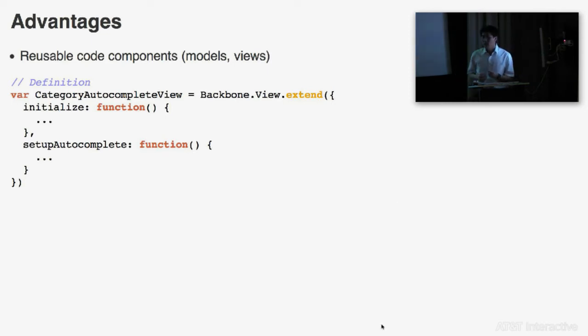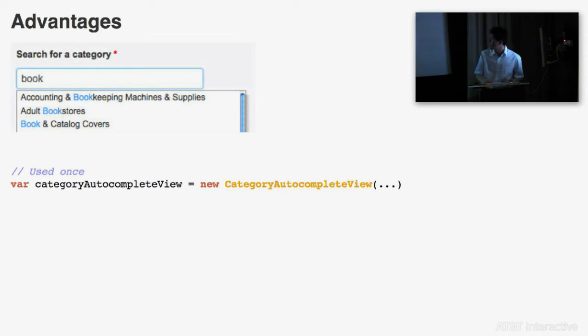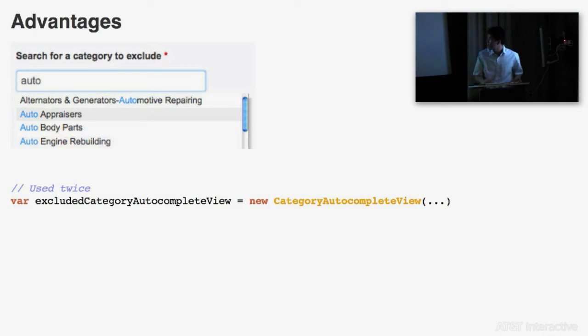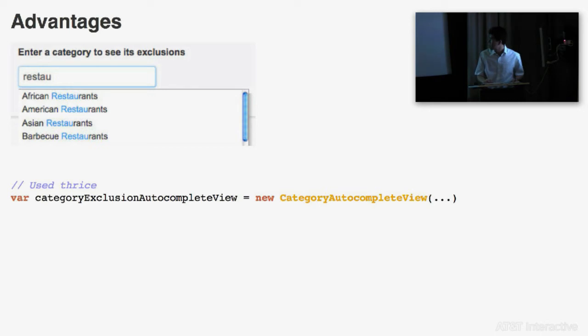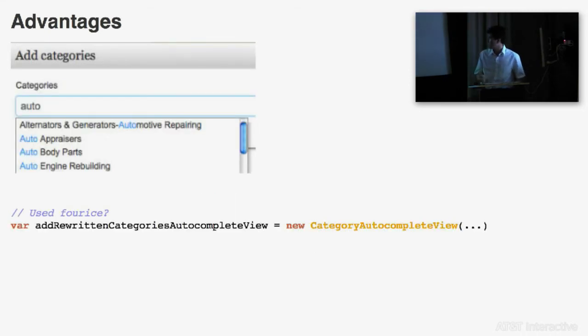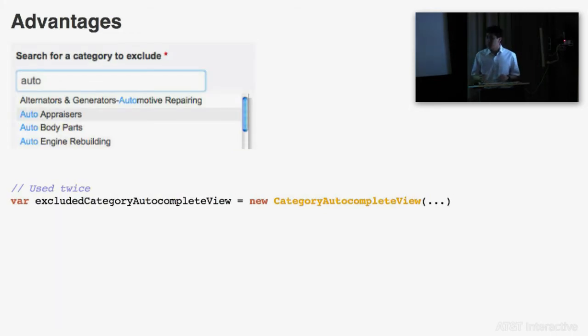So how do we reuse it? How do we make a component that can be reused for each of the tools? So this is how we did it. We create a definition of a category autocomplete view, and then we reuse it once in the category keyword tool, twice in the exclusion tool, and also in the query rewrite tool. I'm going to go into more code near the end. But this basically gives you an idea about how the framework helps you to make reusable components for the sake of maintainability and reusability.